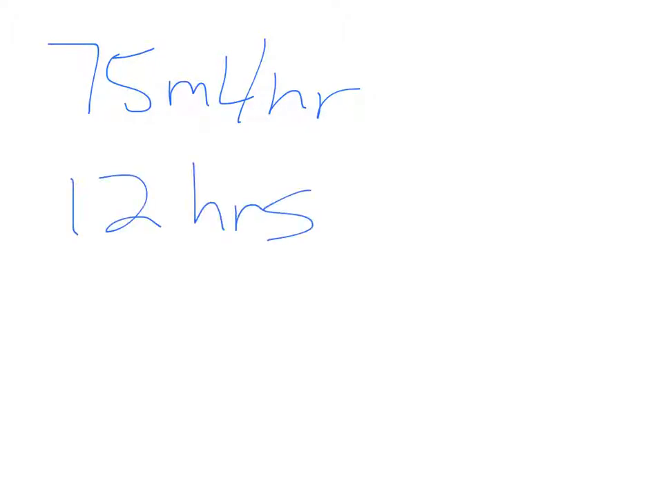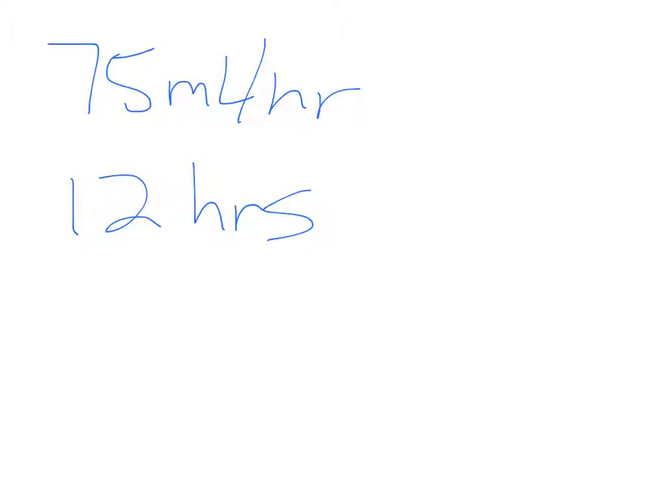So with these two bits of information, we should be able to figure out how much total volume they're going to receive. Again, they're going to receive 75 milliliters per hour. So 1 hour they're going to receive 75, the next hour 75, the next hour 75. So they're doing that a total of 12 times.